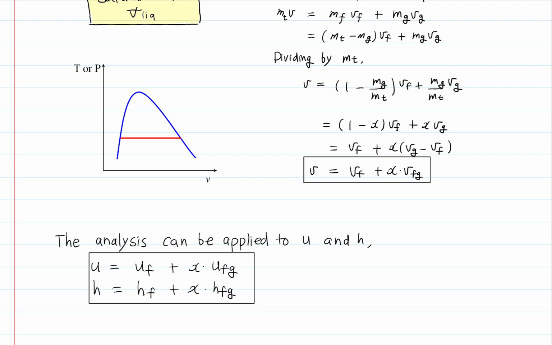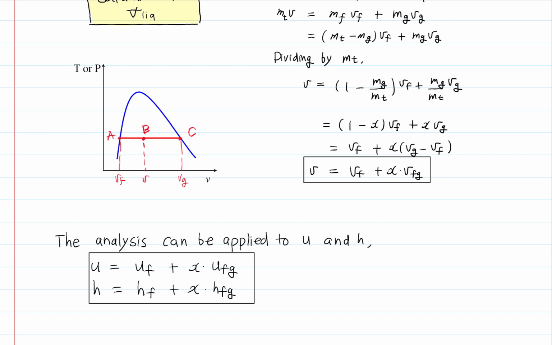Quality can be shown on the property diagram. X-axis is going to be the specific volumes, and y-axis going to be the pressure or temperature. And let's say this is point A, saturated liquid. This is point C, saturated vapor. The specific volume at A is Vf, specific volume at C, Vg. And we want to determine the quality at B.